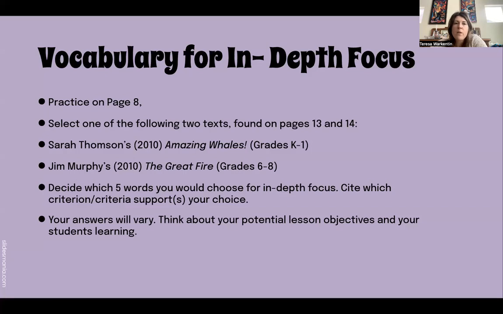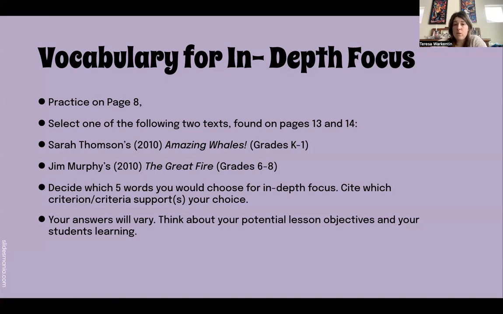Now we're going to move on to page 8. We're going to talk about vocabulary for in-depth focus. There are two texts in the back of your packet on pages 13 and 14. One is a K-1 text called Amazing Whales. I love whales, I think they're super cool. And another is an excerpt from a fiction text called The Great Fire. This is grades 6 through 8, but it could also be used for grades 9 through 12.